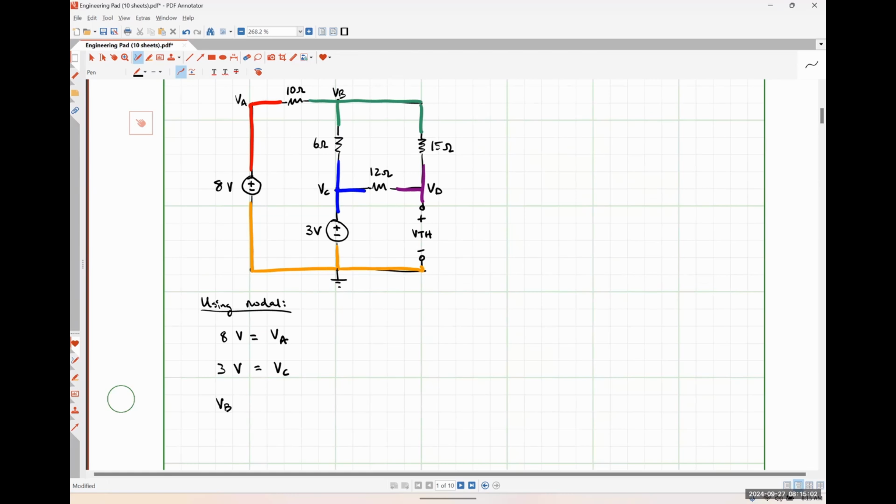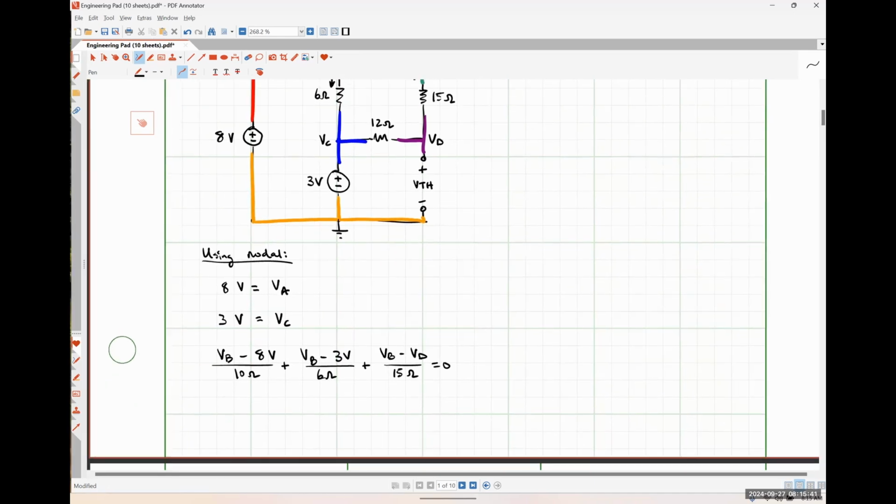VB minus VA, but we know that VA is 8 volts, so I'm just going to put this as VB minus 8 volts over 10 ohms, plus VB minus VC. We know that VC is 3 volts, so that's just going to be VB minus 3 volts over 6 ohms, plus VB minus VD over 15 ohms is equal to 0, right? So there are 1, 2, 3 currents leaving node VB. I have 3 terms. Everything seems okay.